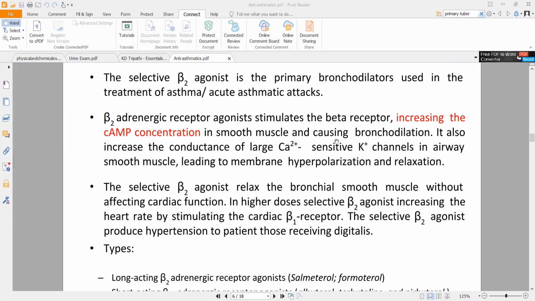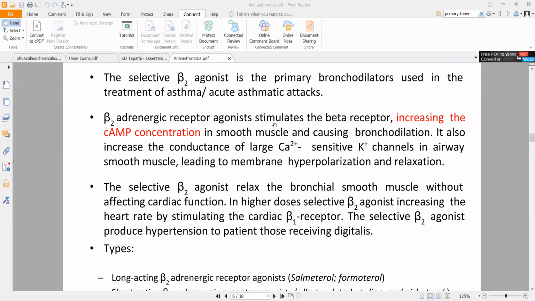You don't need to go into this much detail, but this is the functioning, how it will happen. It will increase the conductance of a large calcium sensitive potassium channel. In turn, the airway will become larger because of smooth muscle relaxation. All right, that is how it will happen. That smooth muscle will undergo membrane hyperpolarization and ultimately relaxation. Because of this, your bronchi will dilate. That is the end result basically.